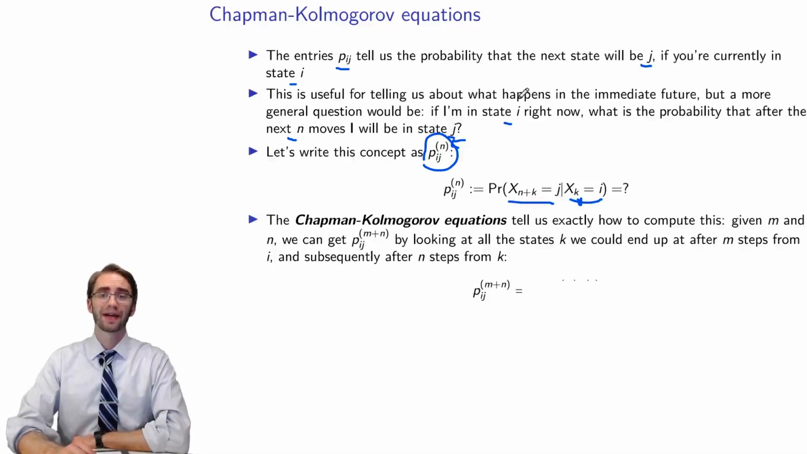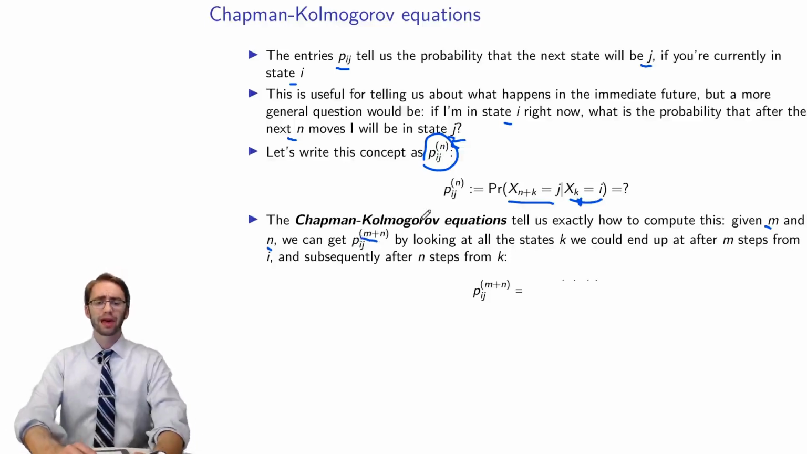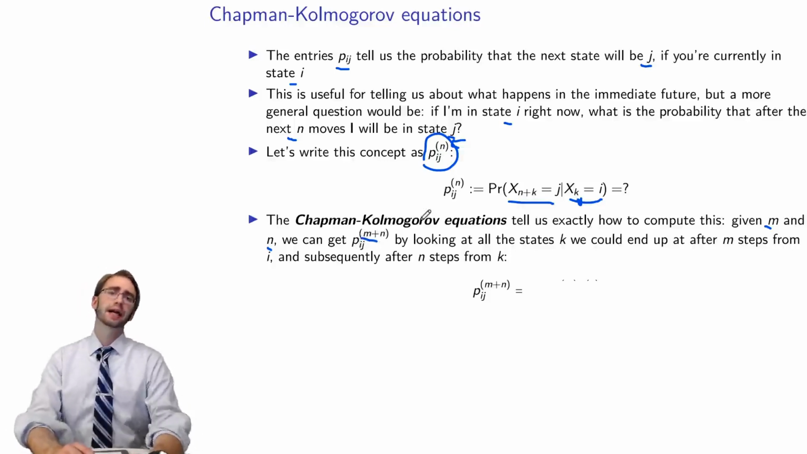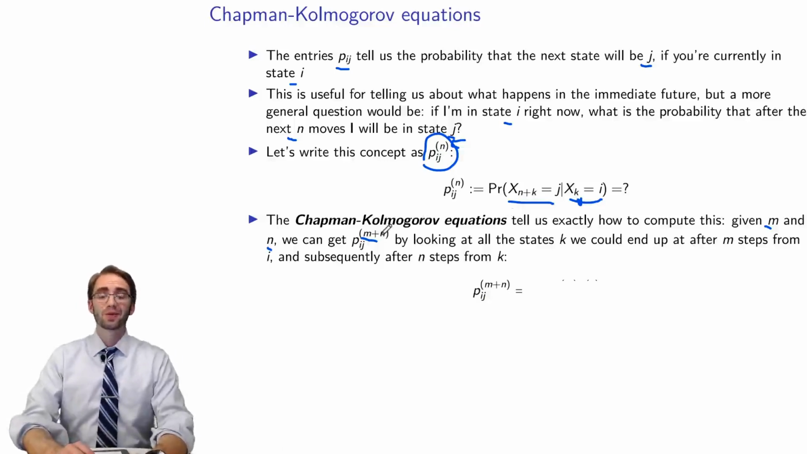All right, we'll write that out. Now the Chapman-Kolmogorov equations are a formula that allow me to calculate this. And it works like this. Let's suppose I'm given m and n, which are just 2 integers. The claim is that if I want to know the probability for m plus n, if I'm currently in state i, and I want to know after m plus n steps, what's the probability that I'll be in j?